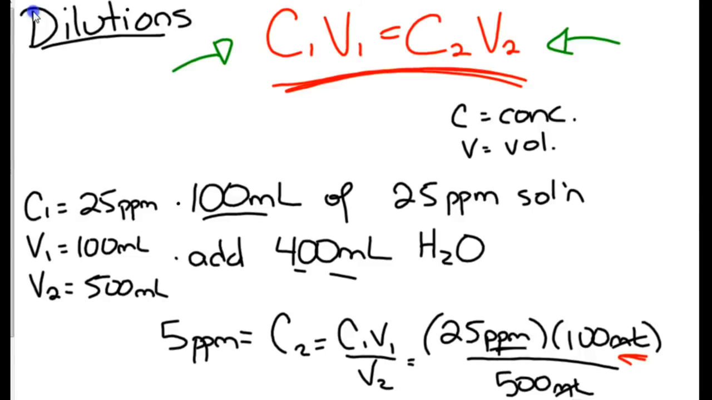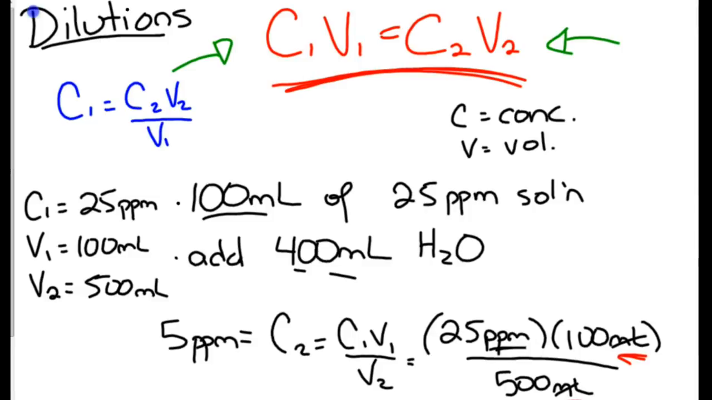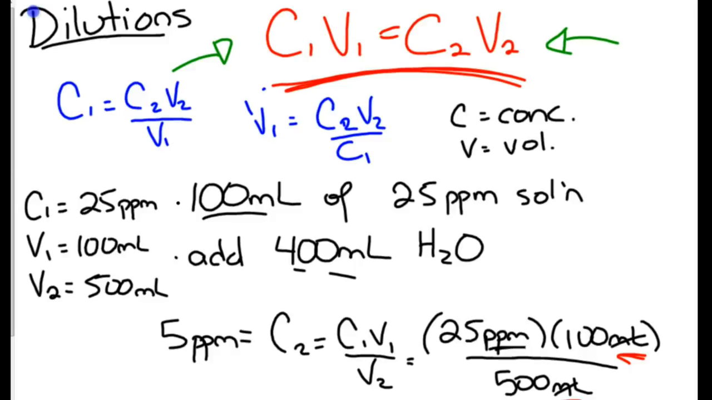Also, your units should cancel out as shown, leaving you with parts per million. You can arrange this equation any way you need to solve for concentration, or whichever one you need to. You can solve for volume. Essentially, this equation will give you everything you need when doing dilution calculations.